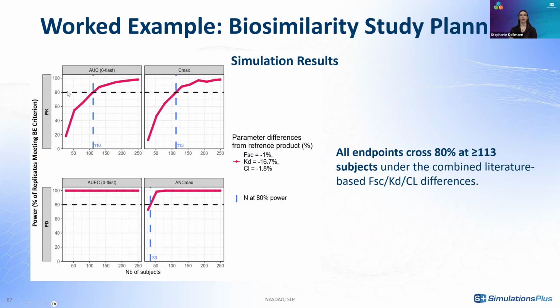So now, based on the given parameter differences applied simultaneously, all endpoints reach 80% of power at around 113 subjects under the combined literature-based differences.